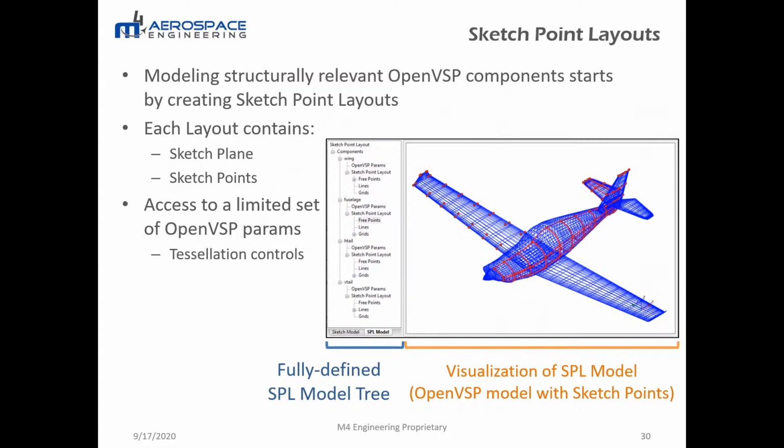Each structurally relevant component requires a Sketchpoint layout, and each Sketchpoint layout contains a single sketch plane and a list of sketch points. These layouts are used to locate structurally relevant points of interest on the OpenVSP model. Additionally, we provide the user with limited access to the underlying OpenVSP model, such as tessellation parameters.